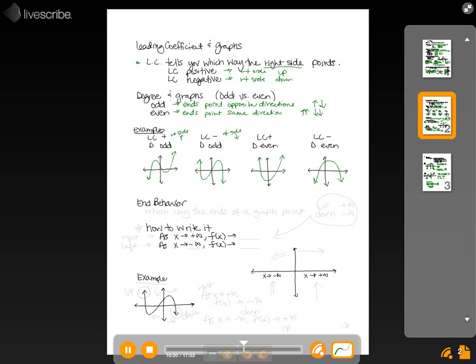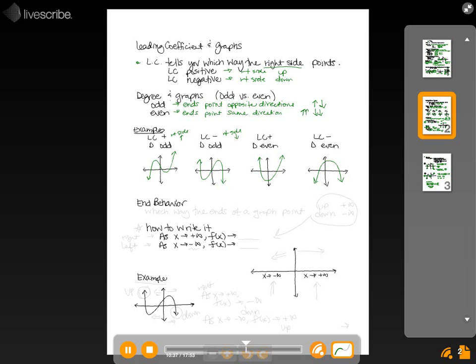You should know those four graphs, because I'm going to give you some information, and you're going to have to draw graphs later on. Know what that means, that if the leading coefficient is positive or negative, the right side's going up or down, and if it's odd or even, then the ends point opposite directions.